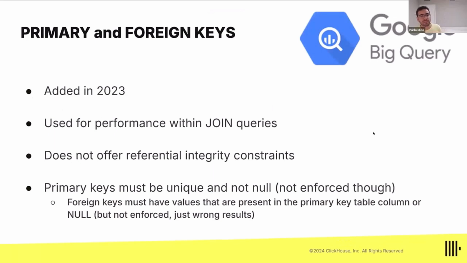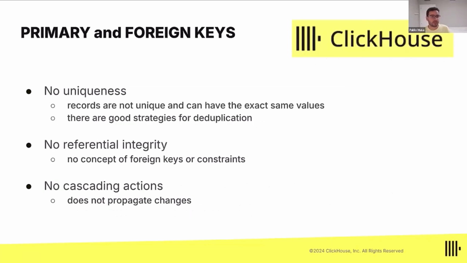Some important conceptual differences. Primary and foreign keys were added late in BigQuery. They're used for performance within join queries. So there are still no guarantees in terms of primary and foreign keys, but they're definitely used to optimize joins. There are some caveats: primary keys must be unique and cannot be null. Foreign keys must have values present in the primary table, otherwise you just get wrong results. So you still need to take care of everything. It's just a performance optimization.